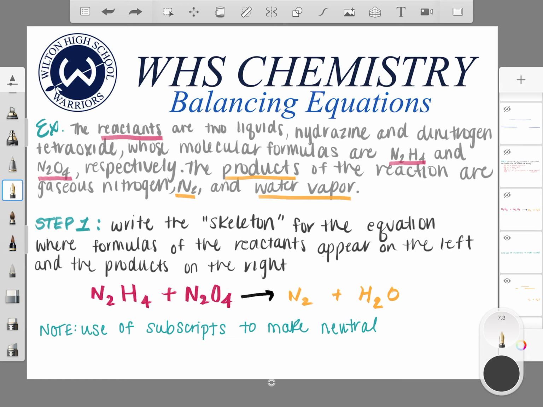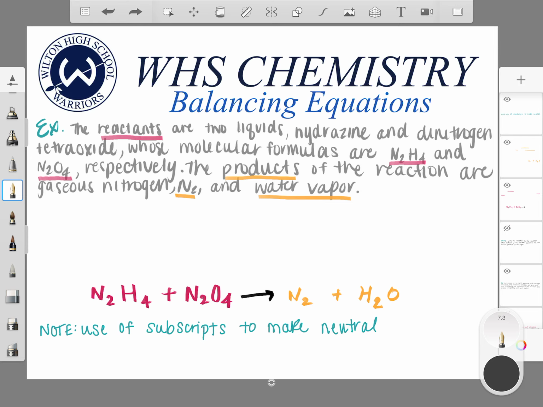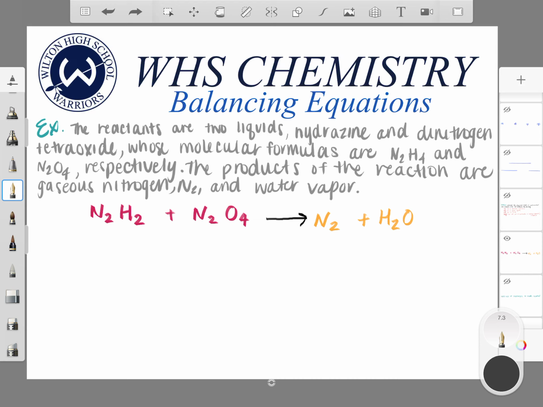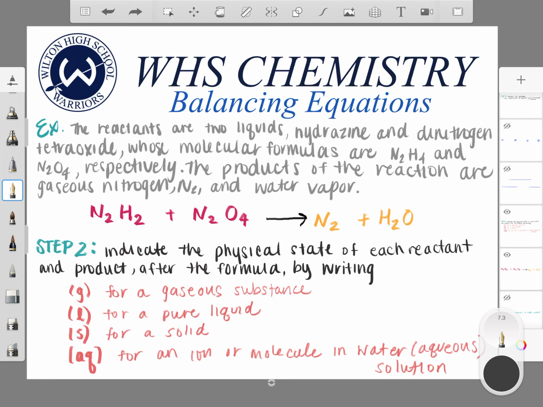So now let's move on to step two, now that we have our basic skeleton of the reaction. So here's our skeleton, and step two is to indicate the physical state of each reactant and product after the formula by writing in little parentheses either a G, an L, an S, or an AQ. A G is for if it's a gas, L is if it's a pure liquid, S is if it's a solid, and AQ is if it's an ion or molecule in water. It's in a water solution, so that's what we call aqueous.